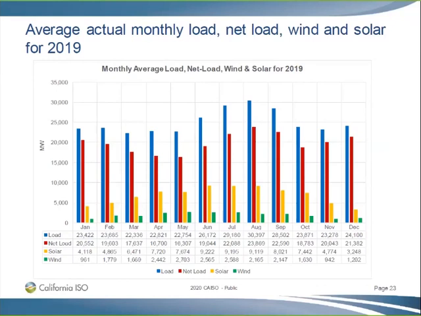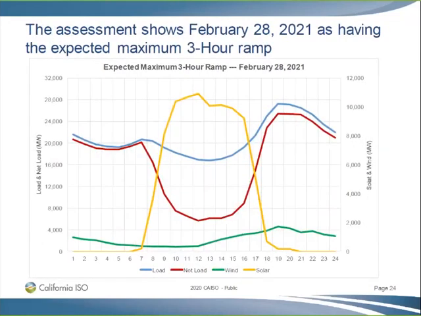So again, it's anybody's guess, looking 2 years out, trying to predict what's going to happen by month. This is a breakdown based on actual data, and you can see how variable that net load can be, because it depends on your load minus your wind minus your solar. So slide 24 shows you the peak day in February 2021 that drove the maximum 3-hour ramp analysis.